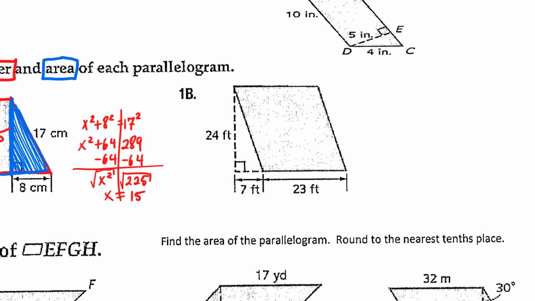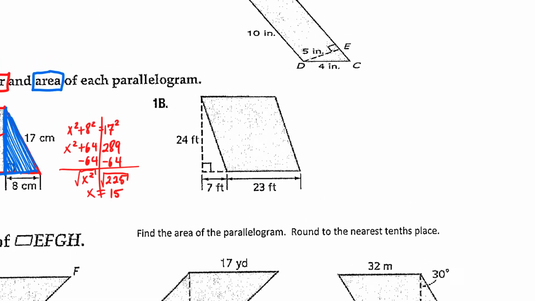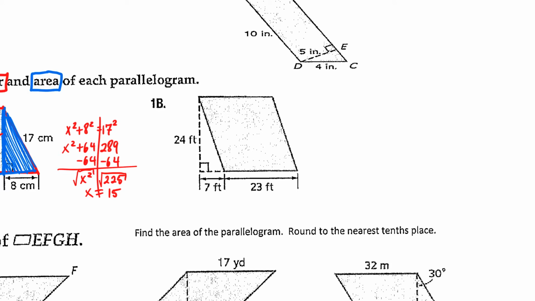Okay, next one. So on this one, we're going to start off with the area because we already have everything we need for the area. It's easy. What's the base of this parallelogram? 23. It's kind of hard to tell, but if you look up there, you can barely see it. There's little dots in here. This is blank. That's just there to be able to put those numbers on there.